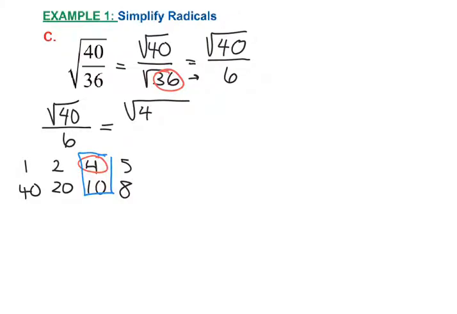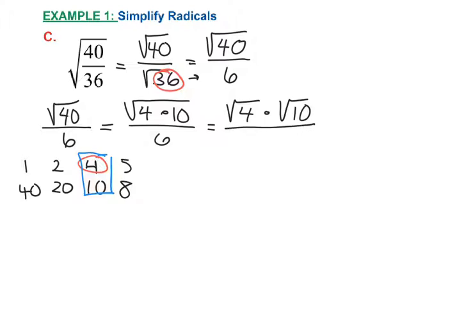So I can separate that into the square root of 4 times 10, and I still have that 6 in the denominator. I can split up that square root. 6 is still in the denominator. 4 is my perfect square. So I have the square root of 4 is 2 times the square root of 10. 10 is not a perfect square, so I leave it that way. I have to leave it in the square root, and 6 is in the denominator.